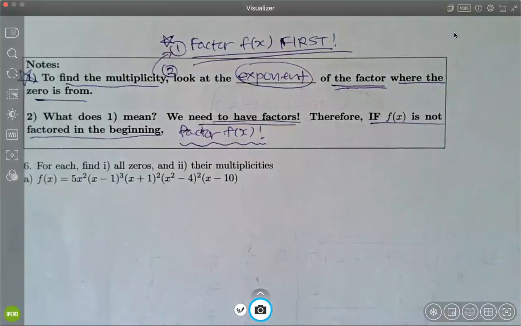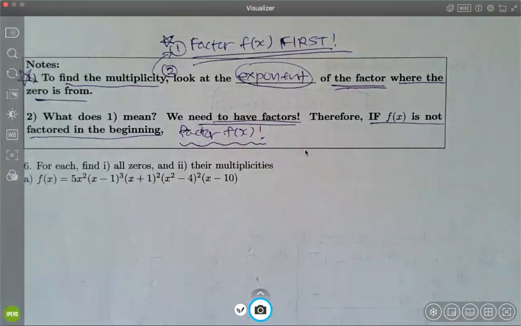Okay, so let's look at the next problem, number 6. For each, find all zeros and find their multiplicities. Okay, so part A, f of x equals 5x squared times x minus 1 cubed times x plus 1 squared. Okay, you can read it.